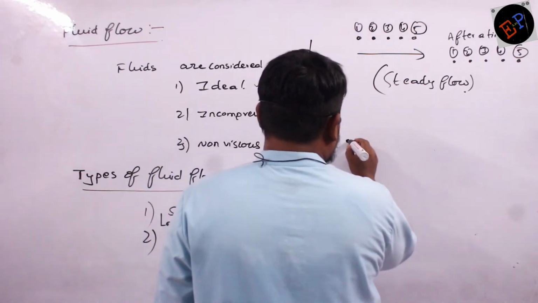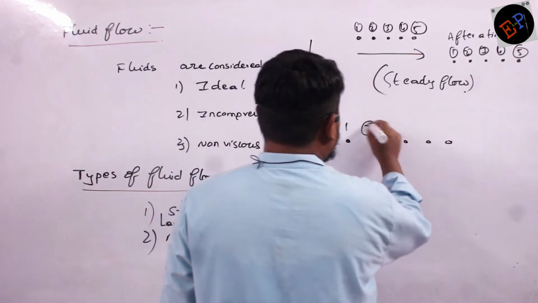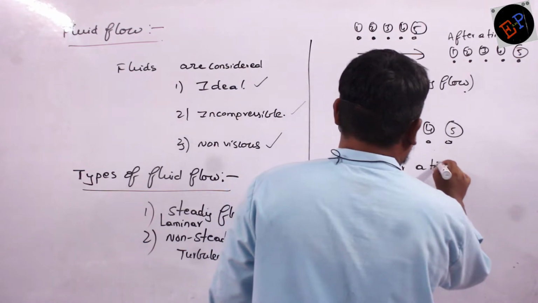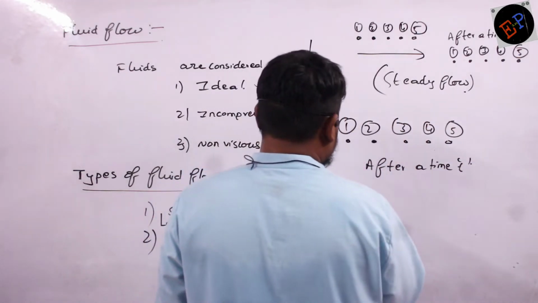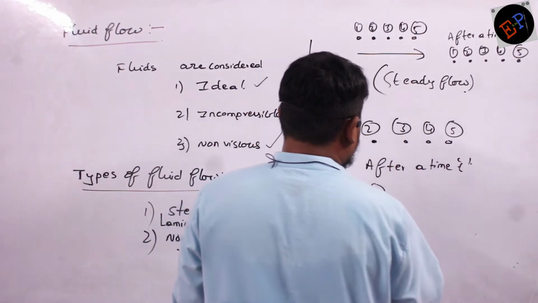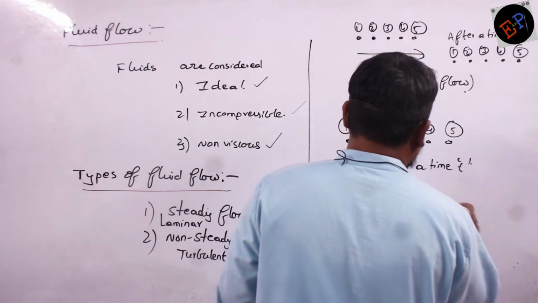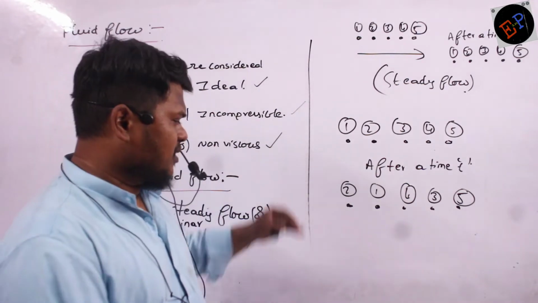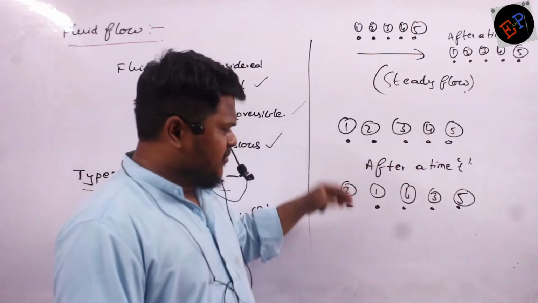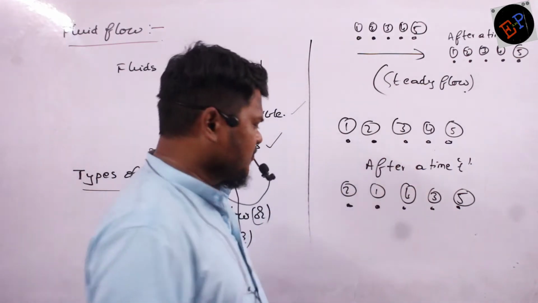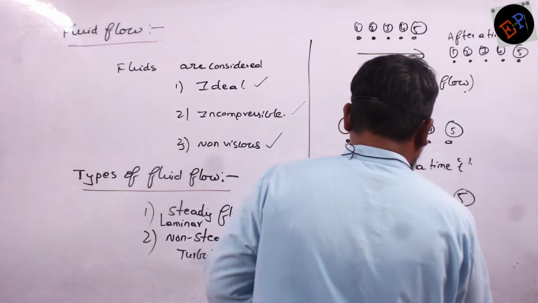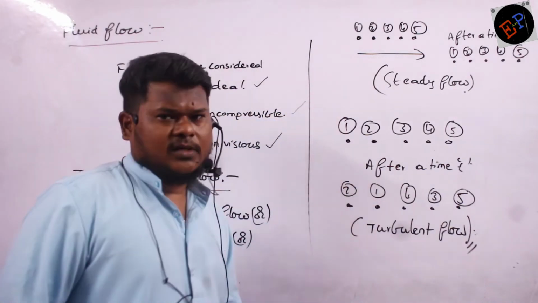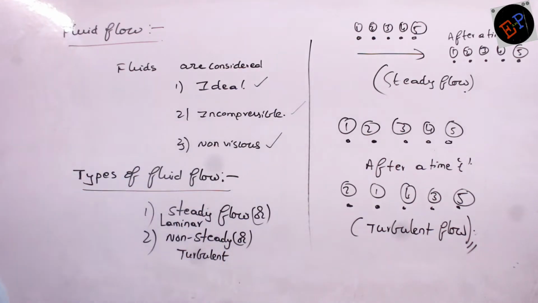Okay? Similarly, for example, this is 1, 2, 3, 4, 5 molecules. And after some time, the molecules are present like this. So this is 2, this is 1, this is 4, this is 3, and this is the 5th molecule. So now what is happening to their arrangement? The arrangement is not the same. It means one molecule is jumping over another molecule. And after some time again the arrangement doesn't remain the same. Then this type of flow I can call a turbulent flow, or you can call it an unsteady flow. This is laminar flow, this is turbulent flow. Okay? So these are the types of flows which you should remember.